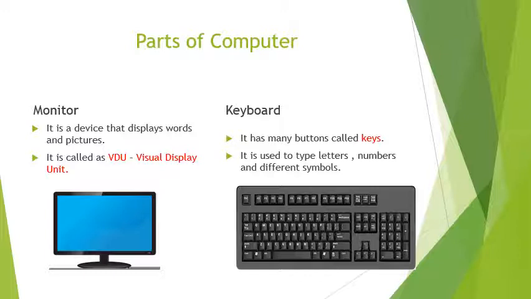The second part is keyboard. Now you can see the black picture of keyboard, and you can see small buttons on this. So these buttons are called as keys, and it is used to type letters, numbers and different symbols. Letters means you can see A, B, C alphabet keys are there on the keyboard. Then we have 0 to 9, these are the number keys. And symbol keys, we have different symbols, like we have arrow keys, we have enter key. So this is very useful to do work on a computer.